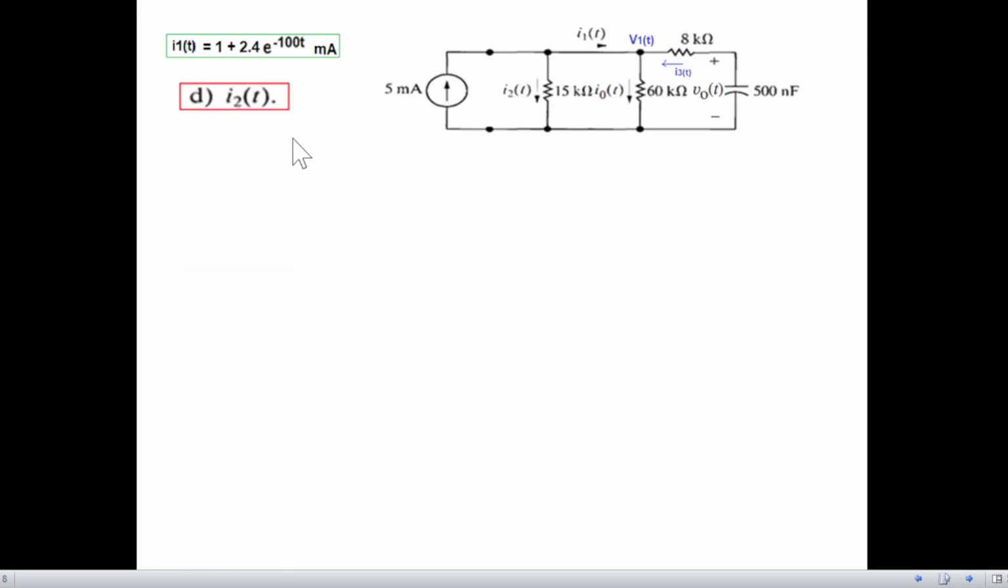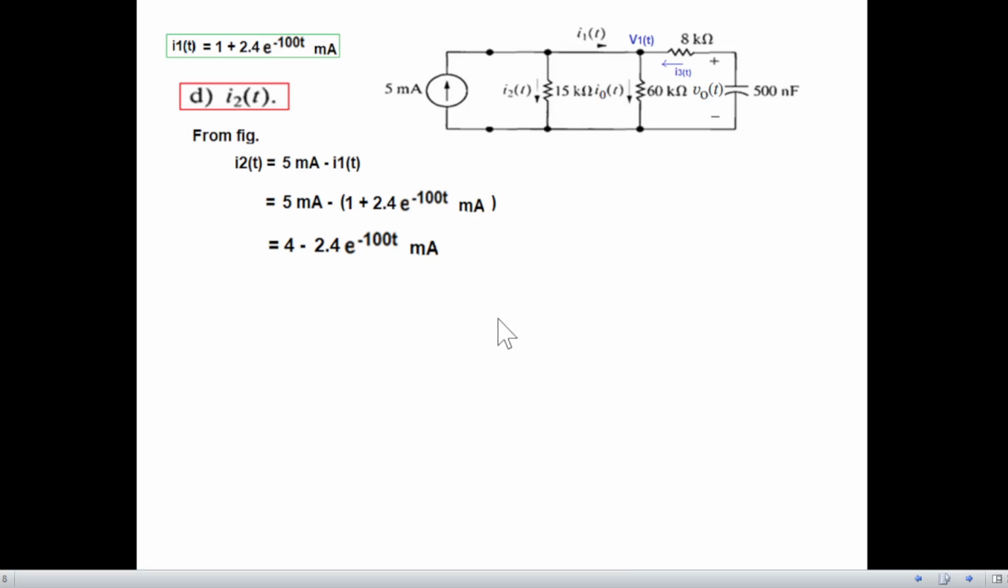And now part D is I2(t). So I2(t) is now easy to find. From here you can see I2 again, this current is entering and these two leaving, so we can write 5 is equal to I2 plus I1, or we can write that 5 minus I1 is I2. I1 we had just calculated here, so we'll plug in that value, and solving we get this to be the answer of I2(t). And this is the answer given in the book.